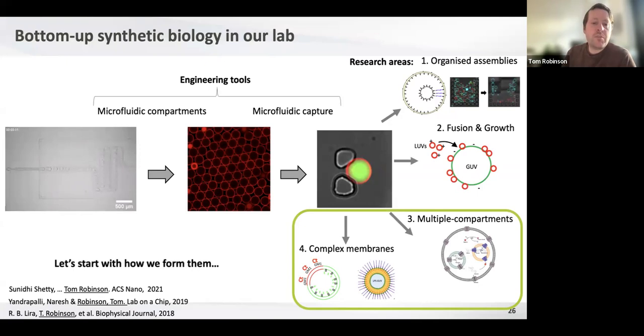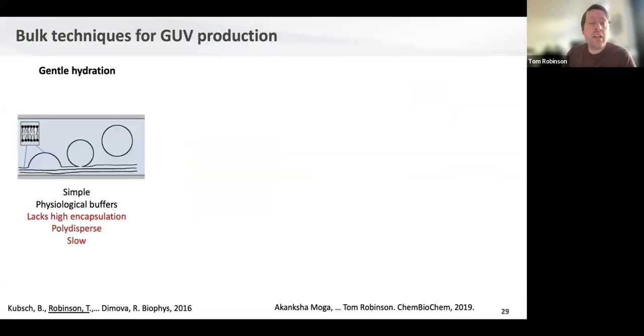But before I start on how we use microfluidics, I want to start by talking about how we form them without microfluidics. One of the easiest ways to form GUVs is to use gentle hydration. This is where you take a substrate, you dry your lipids, and you hydrate it with water, and you get the spontaneous formation of these giant vesicles. The advantage here is that it's simple. You can use physiological buffers, but it lacks the ability to encapsulate materials. The sizes are very polydisperse, and it's quite slow.